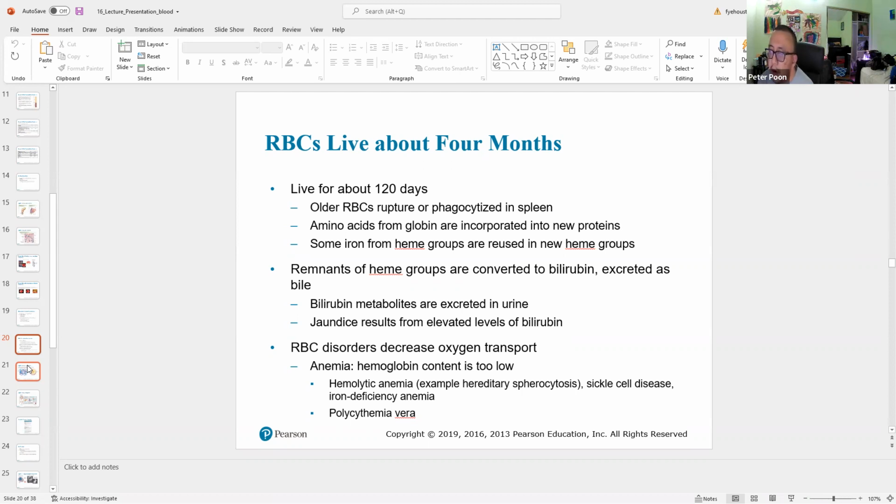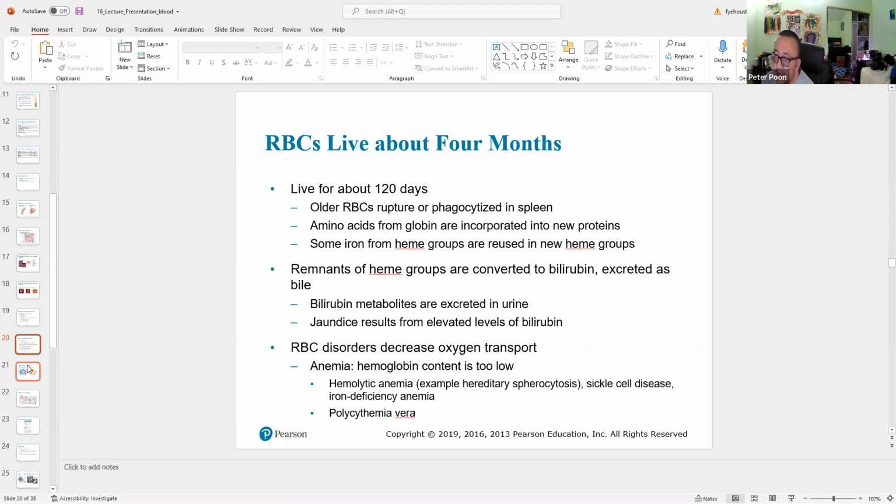When the blood cell is broken down, you recycle the heme and you recycle the iron. The remnants of the heme are then converted to bilirubin and excreted as bile. Bile is used for the digestive process. Bilirubin metabolites are excreted in urine. That's what makes urine yellow. Jaundice results from elevated levels of bilirubin. So if you have a whole bunch of red blood cells rupture, then you can get jaundice.